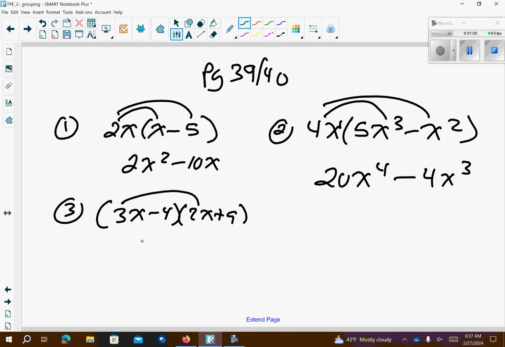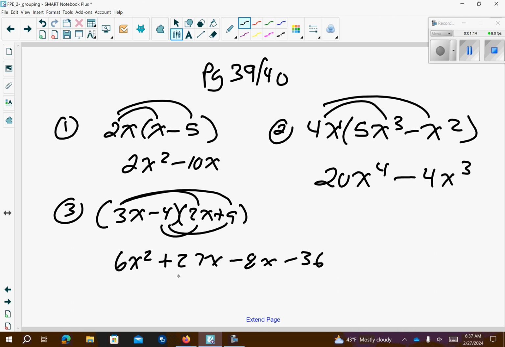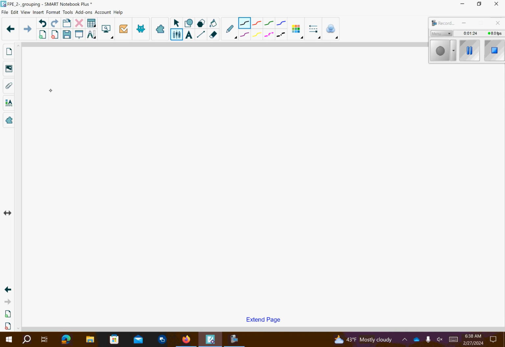So 3x times 2x is 6x squared. Some of you missed making that squared on the test. Plus 27x minus 8x minus 36. These are our like terms, so I'm going to get 6x squared plus 19x minus 36. There's our answer. Remember, if you missed the test last week, or if you still needed more time, please come in and see me during one of your off periods.